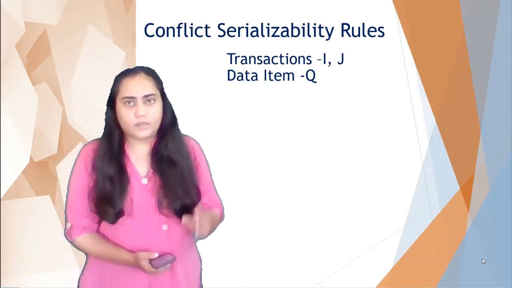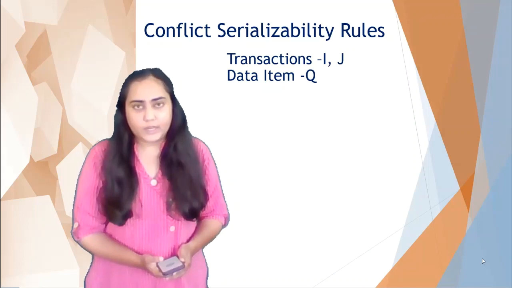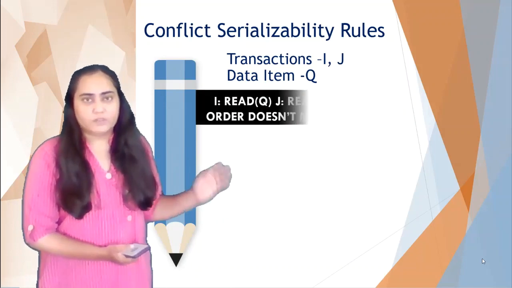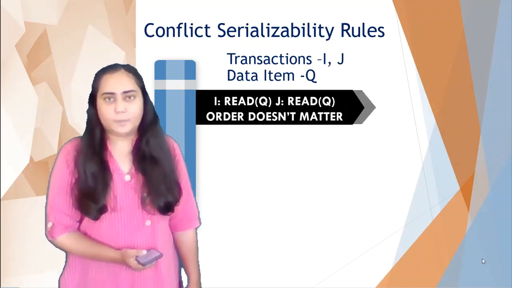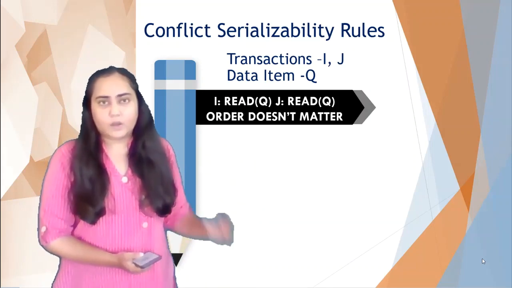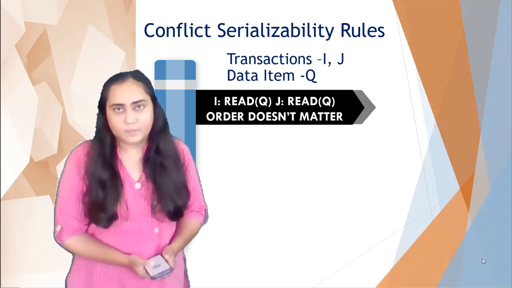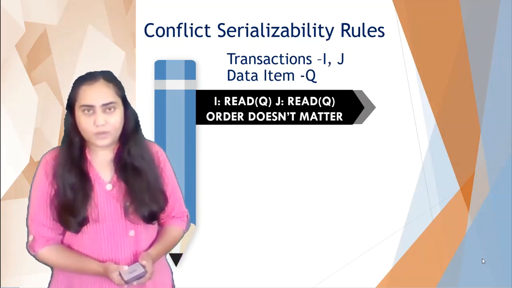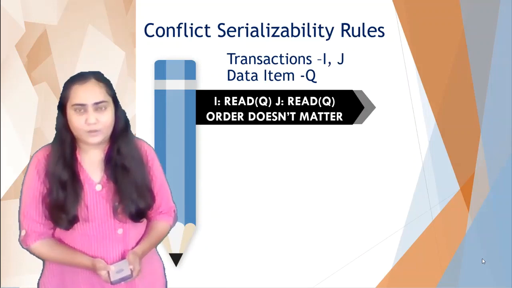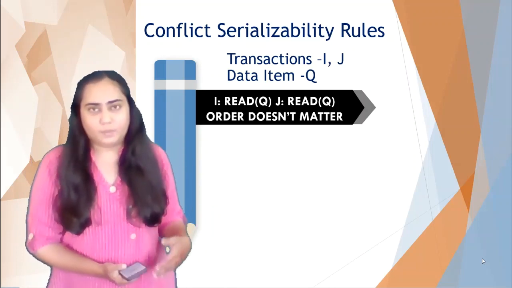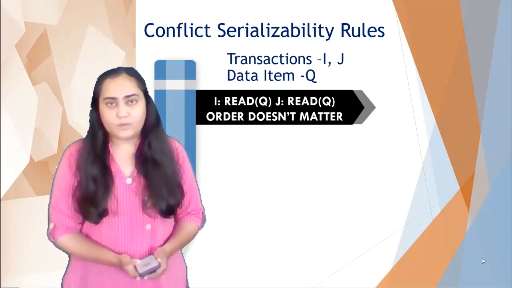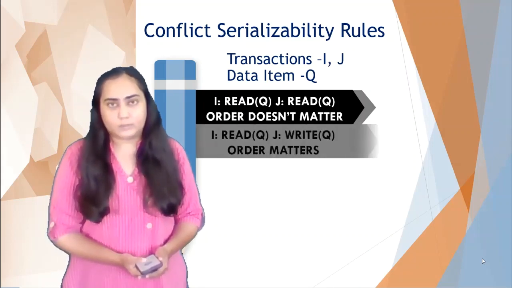Now consider that you have two transactions, I and J, and there is one data item Q. So these are the rules for conflict serializability. The first rule is that if I is reading Q and J is also reading Q, then the order of those two operations does not matter. This is obviously because they are only reading the values. They are not changing the value of Q. So it shouldn't matter whether the value of Q is read by I or J first. That's why the order doesn't matter if both transactions are trying to read the same data item.